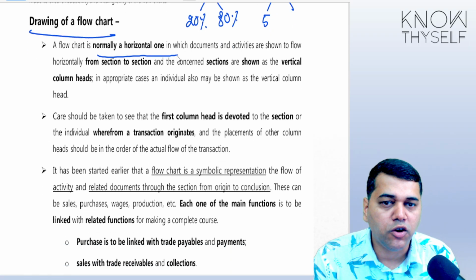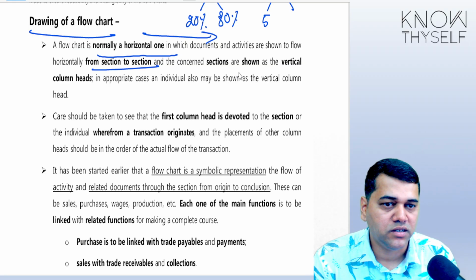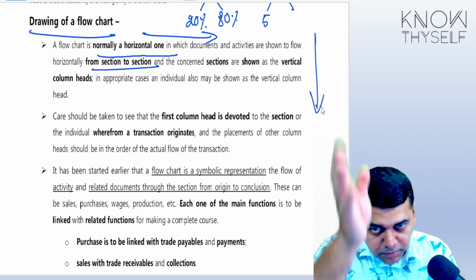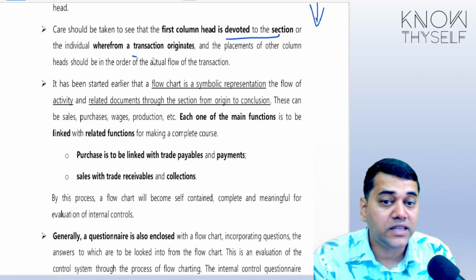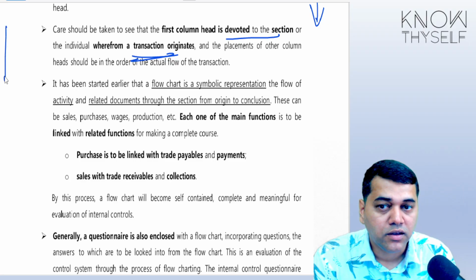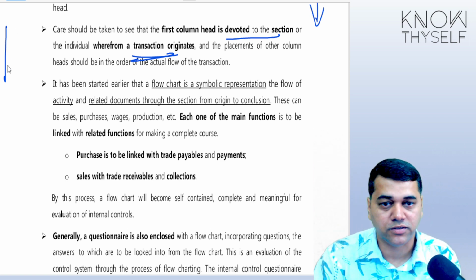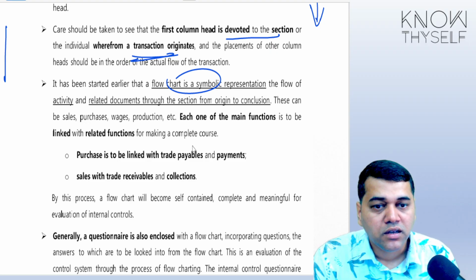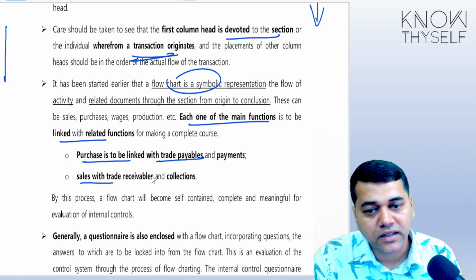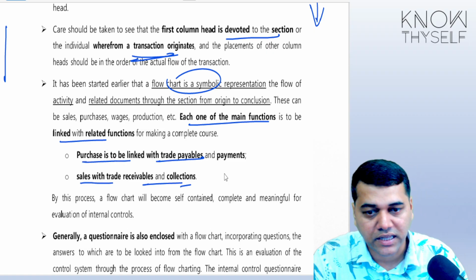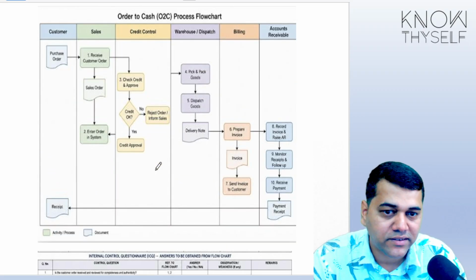Now, a flow chart is normally horizontal. I already told you. It will go horizontally, from section to section, and each section is drawn vertically below. Procurement is below. The first column head is devoted to the section where the transaction originates. The first column is for your procurement, and in that procurement, I will give the starting point as the purchase requisition. It is a symbolic representation. Each of the main functions is linked to the related functions, like purchase is linked to trade payable, sales is linked with trade receivable and collections. Generally, a questionnaire is also enclosed with it.